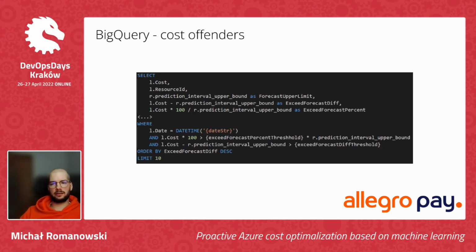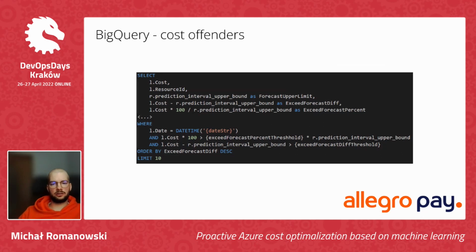Actually, alerting is based on the time series forecasting. Alerting based on the time series forecasting is called anomaly detection. And here we are detecting cost offenders. And by cost offender, I mean the resource that is using more money than it should.